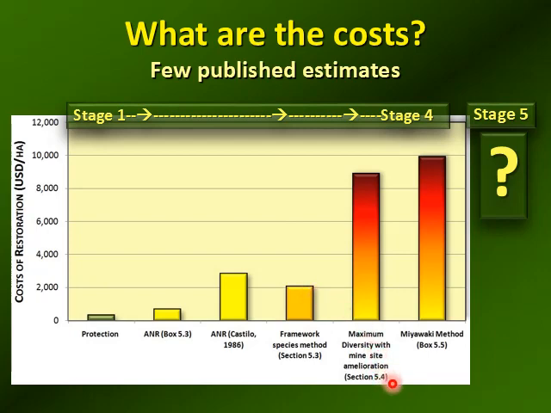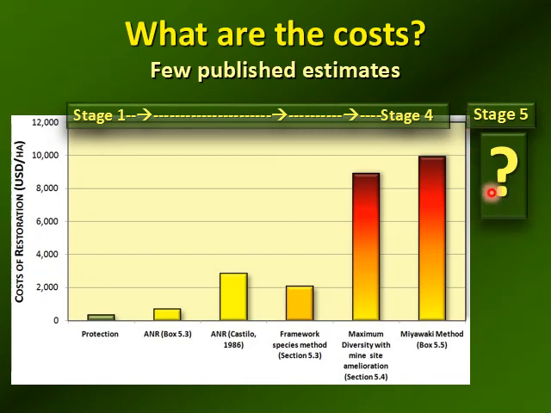The maximum diversity technique, there's a paper from South America that puts this at about $9,000, and there's another one that has costed the Miyawaki method at $10,000 per hectare. And for stage 5 degradation, I don't know what the cost is because you can't get that information from the mining companies. They're very reluctant to part with it.